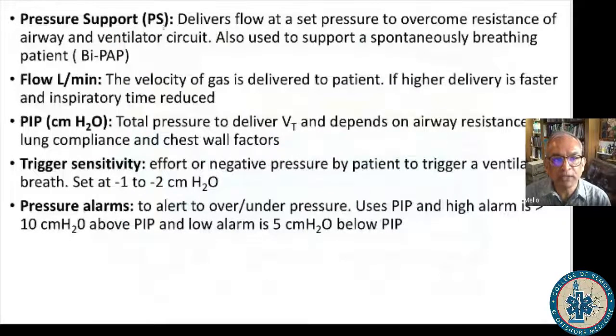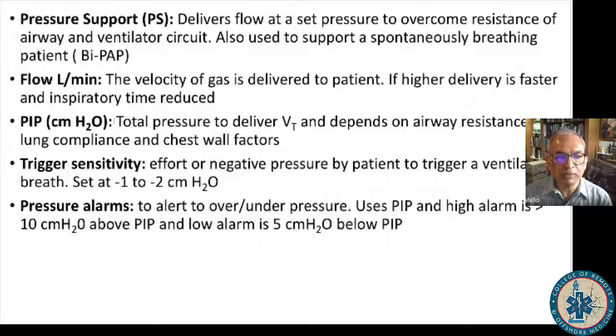Pressure support ventilation delivers flow at a set pressure to overcome resistance of the airway and the ventilatory circuit, and is also used to support a spontaneously breathing patient, and is known as BiPAP. Flow per minute is the velocity of gas delivered to the patient, and if the delivery is faster and inspiratory time is reduced, you're going to get problems with high airway pressures.